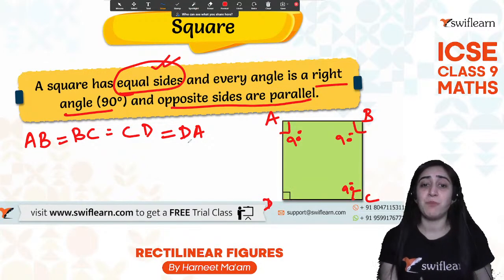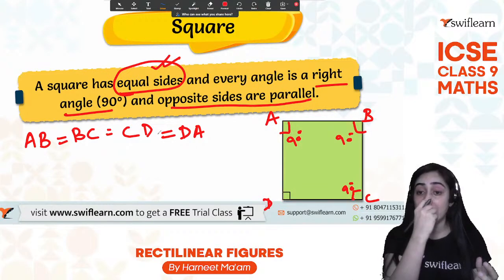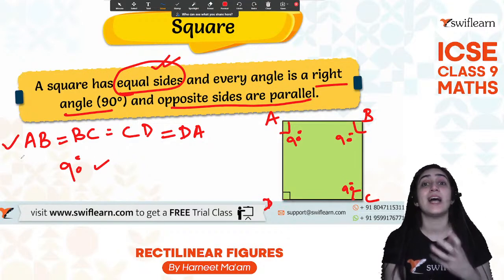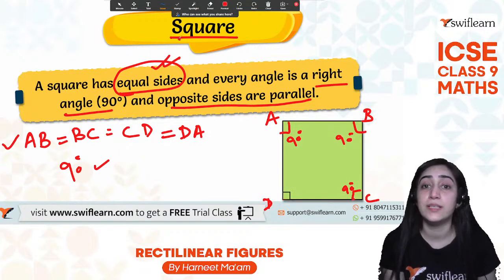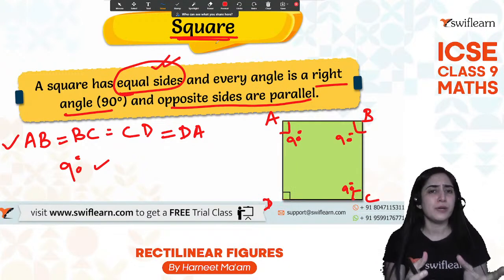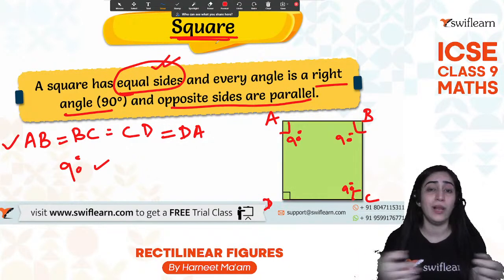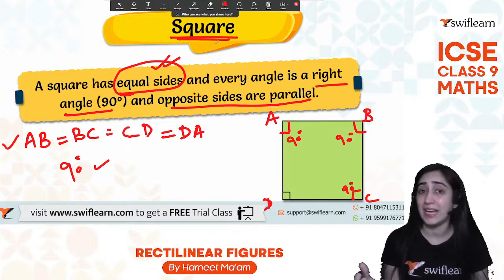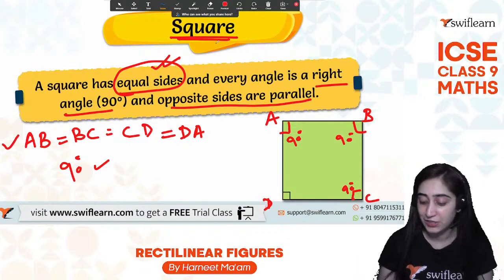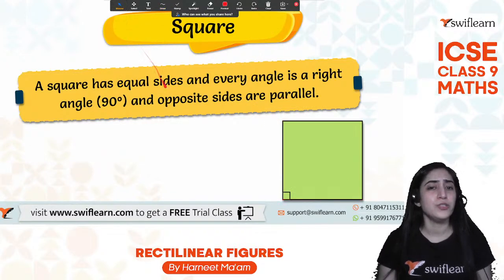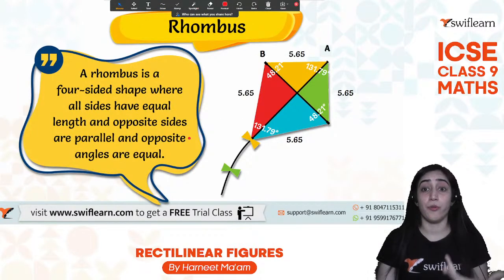All right. So when all the sides of a quadrilateral are equal and all the angles are 90 degrees, if these two conditions are satisfied, only then do we call it a square. So whenever you hear the word square, you should quickly think that all the sides would be equal and all the interior angles would be 90 degrees. All right, great job.